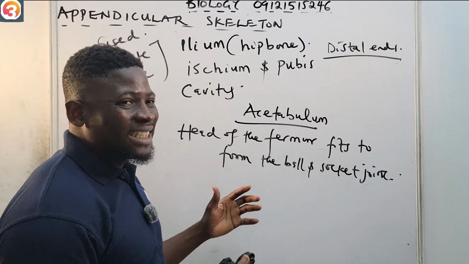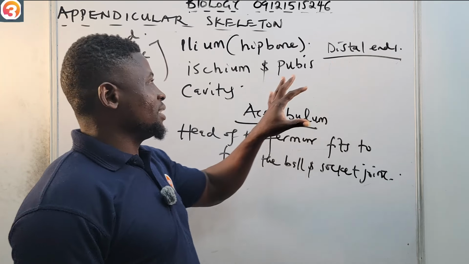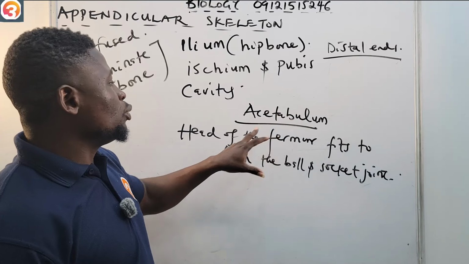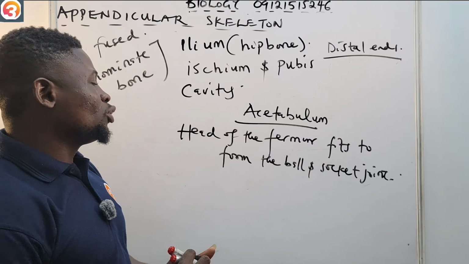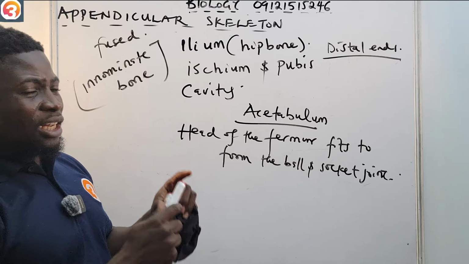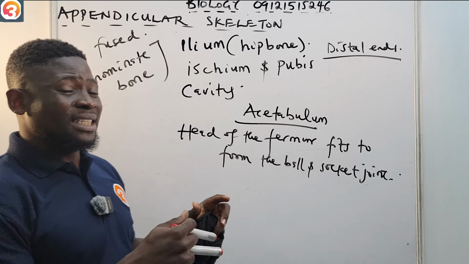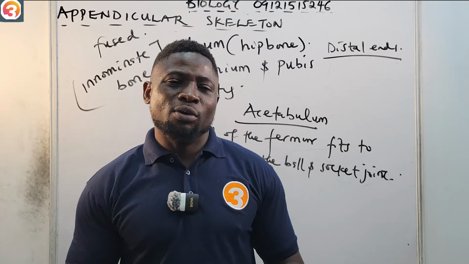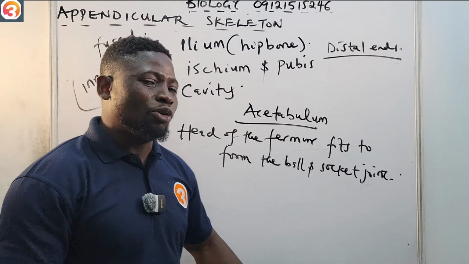All right, so the distal ends of these bones form a cavity known as the acetabulum, into which the head of the femur fits to form the ball and socket joint. So that is all about the pelvis. The pelvis is very useful. It helps to protect our abdominal region, our abdominal parts.